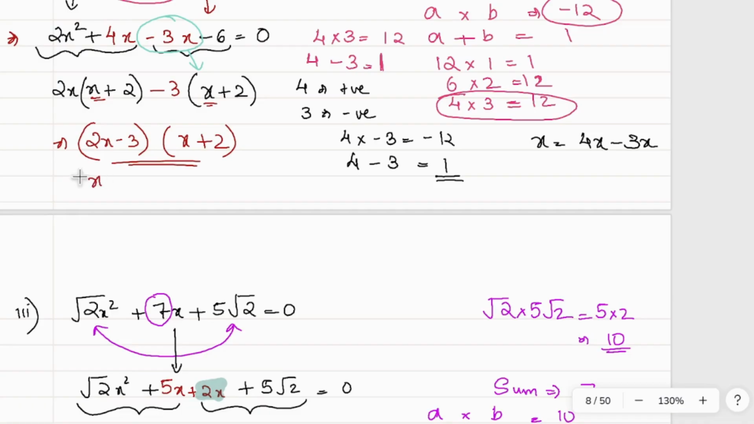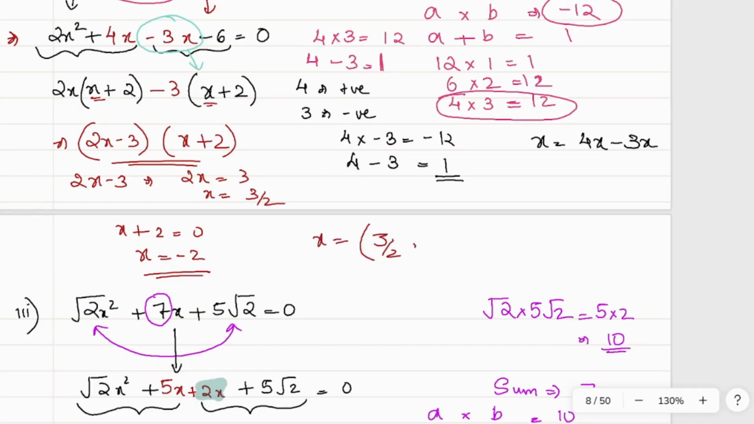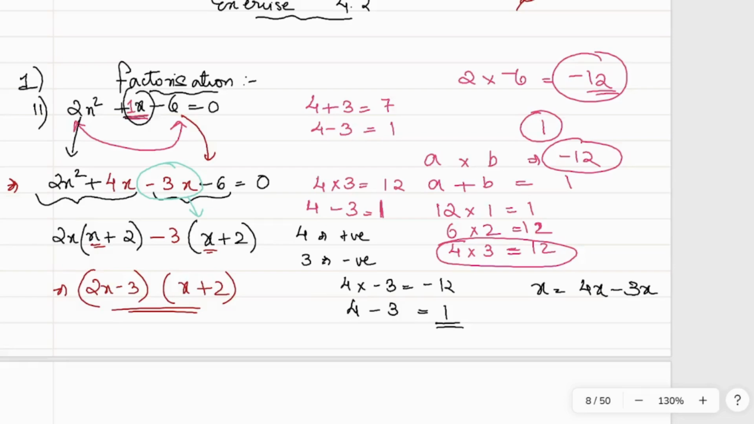From the first factor, 2x minus 3 equal to 0, you can write 2x equal to 3, so x equal to 3 by 2. And x plus 2 equal to 0 means x equal to minus 2. That means the values of x here are 3 by 2 as well as minus 2. Now let's do question number 2.